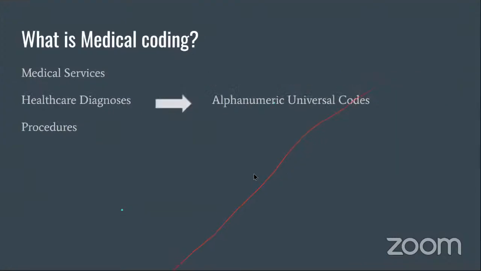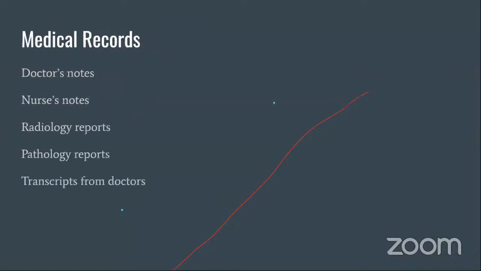Again, here's another slide to depict what medical coding is. It's a transformation of medical services, healthcare diagnosis, and procedures into alphanumeric universal codes. Now, I have kept on saying that the medical coders have access to medical records, and they take all their data from medical records, and that's how they translate it into medical codes.